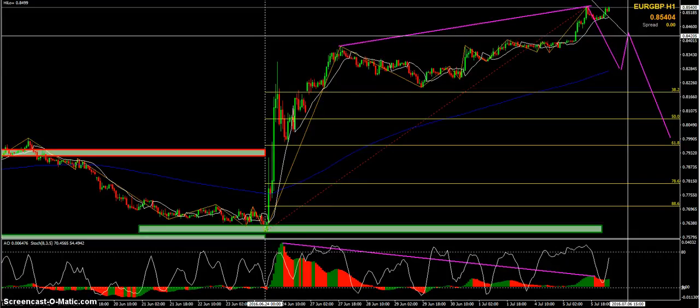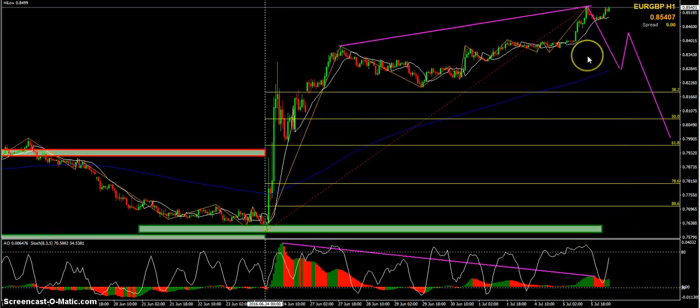So you'd probably be looking at around a 150 to 200 pip stop loss, and down to those lows you'll be looking at 450. So you definitely can make it at least 1 to 2 to 1 to 3 risk to reward on this euro pound trade if it does set up.